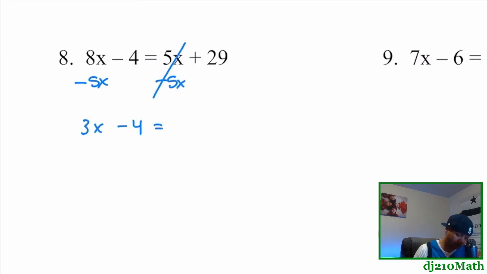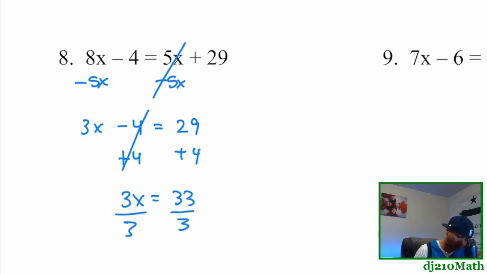Minus 4 equals 29. Add 4 to both sides. Cancels. 3x is equal to 33. Divide by 3, divide by 3. 33 divided by 3 is 11. So x is equal to 11.